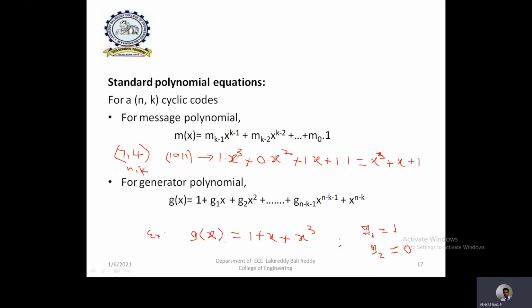Okay, so based on that, we need to identify the coefficients from this and from this also. So these are the standard representations of generator polynomial and basis polynomial. Okay, so we are going to use this in the next discussions.